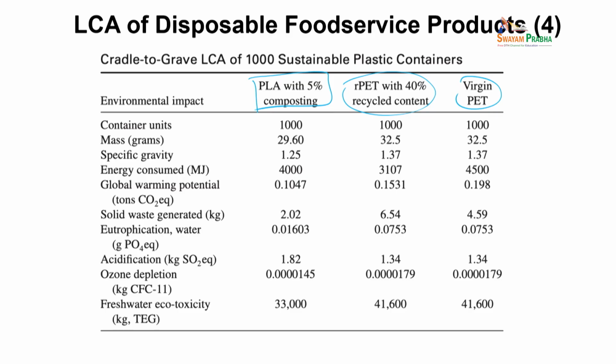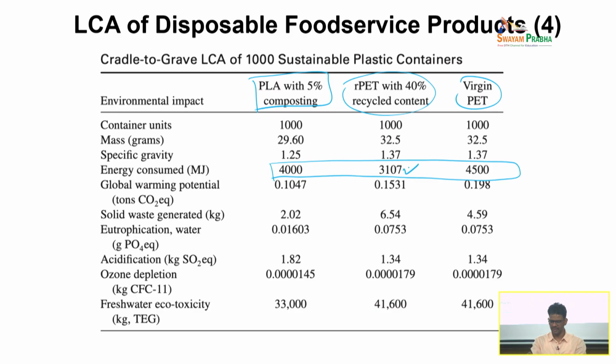Okay, so what happens here? Let's start from energy. If you look at energy, it seems that the 40% recycled PET has the lowest energy compared to PLA, and if you look at emission, PLA seems to have the lowest emission. In terms of solid waste generated, PLA is lesser, and eutrophication of water again lesser.